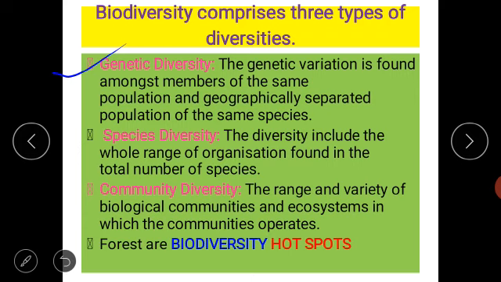Next is species diversity. The diversity includes the whole range of organization found in the total number of species. So species diversity varies amongst the whole population in the group, and it's a whole range of organization in the group.